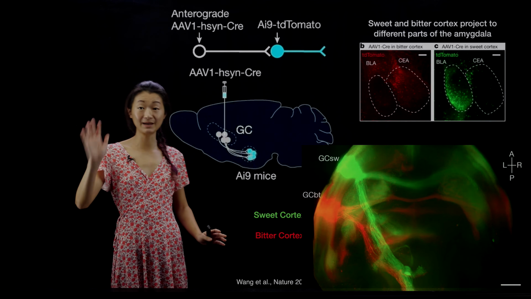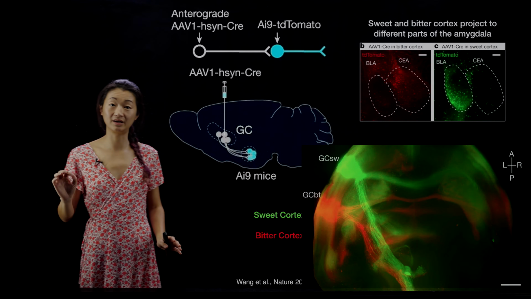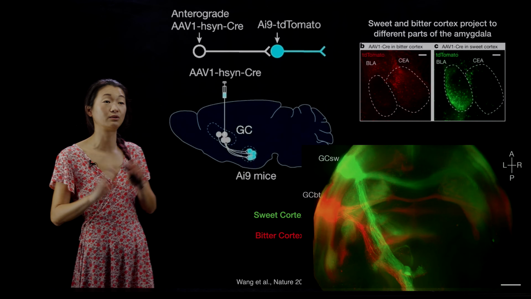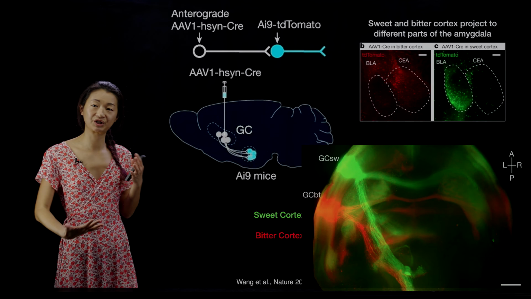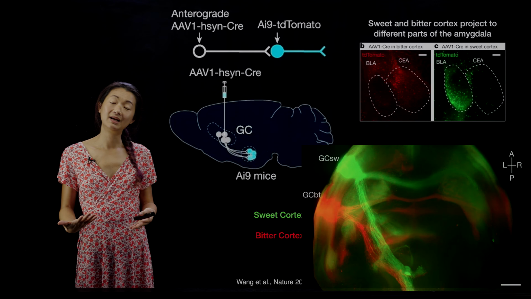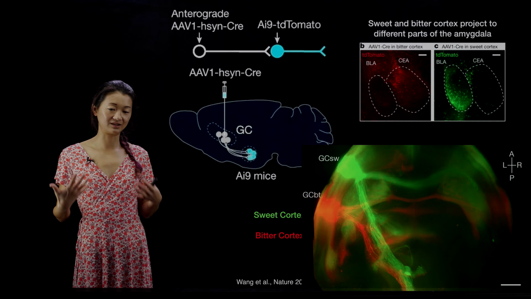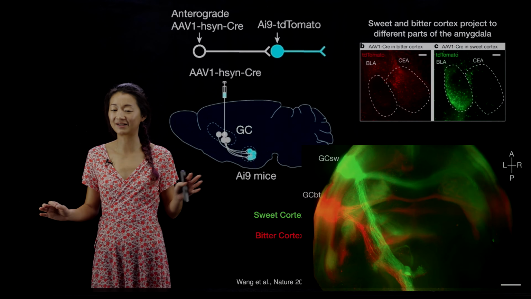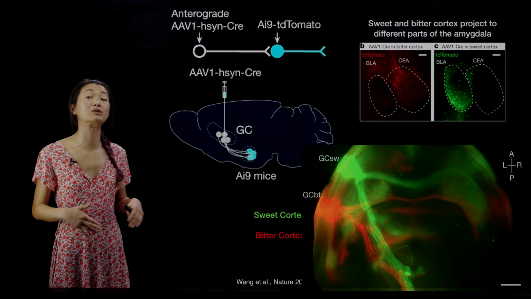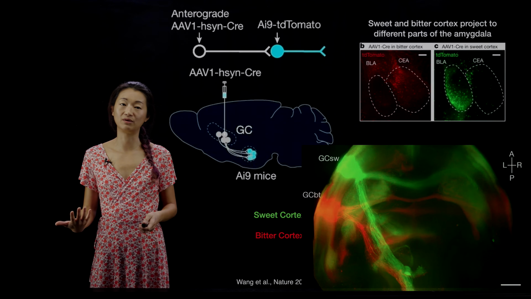And if you inject the same virus in the sweet portion of gustatory cortex, it projects to a totally different part of the amygdala, suggesting that these two different channels of information, bitter and sweet, can be associated with different feelings. Feelings is anthropomorphizing, but associated with the different ways in which we respond to stimuli that are sweet or bitter.